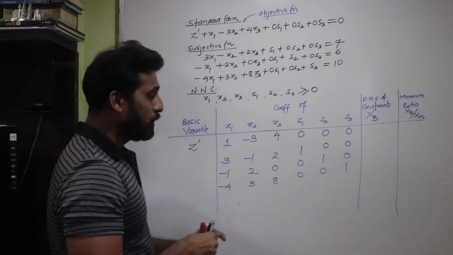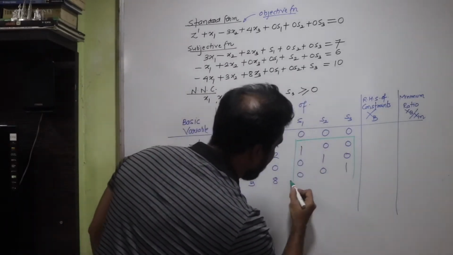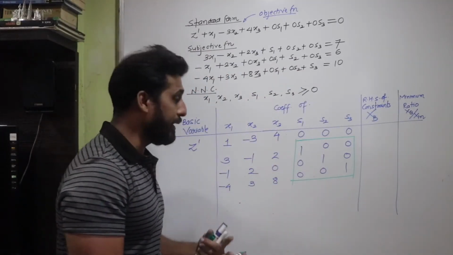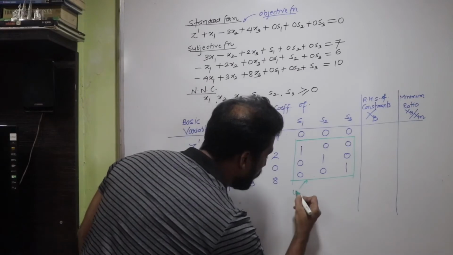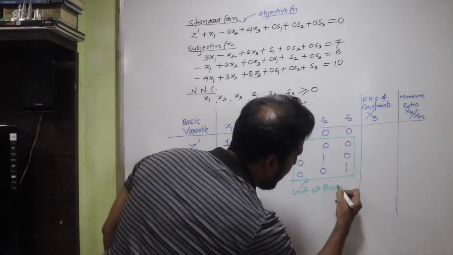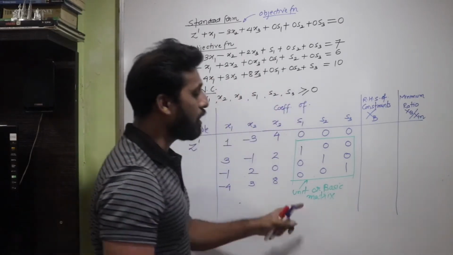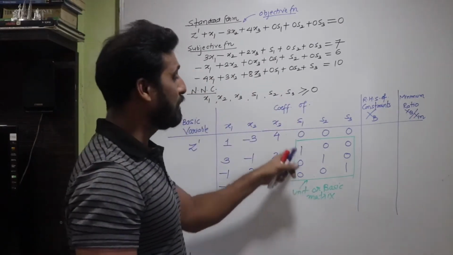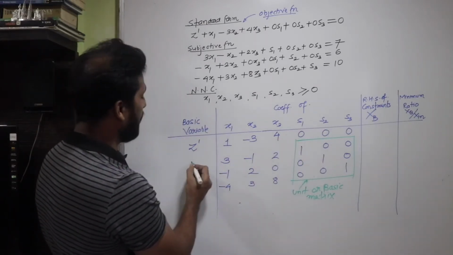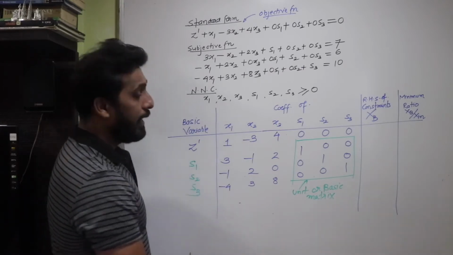Now if you observe here, I can see a unit matrix, isn't it? 1, 0, 0, 0, 1, 0, 0, 0, 1. There is a unit matrix, and if you remember, this unit matrix was called the basic matrix, and the variables which correspond to this basic matrix will be called the basic variables. So I'm going to take the basic variables as S1, S2 and S3.